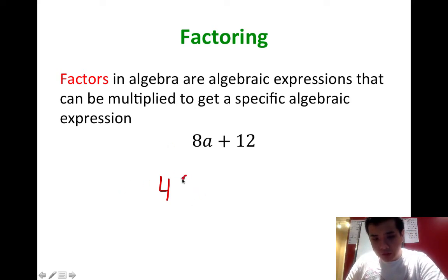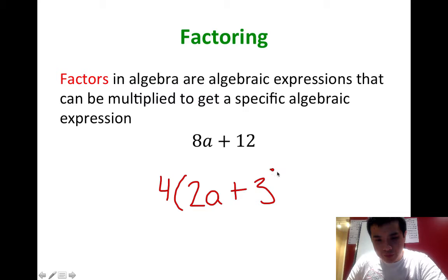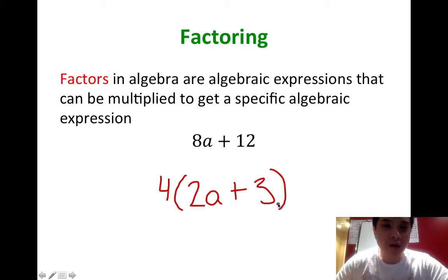After we take out 4, we are left with the following. What we have to do is take 8, the number part of this term, and divide it by 4. So we have 2. We keep the a because we could not take it out, plus we do 12 divided by 4, which gets us 3. This is the factored form of 8a plus 12.